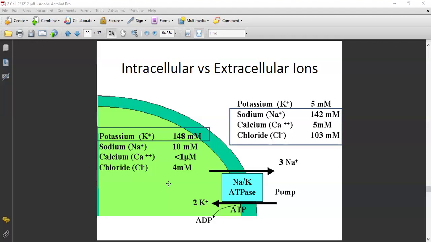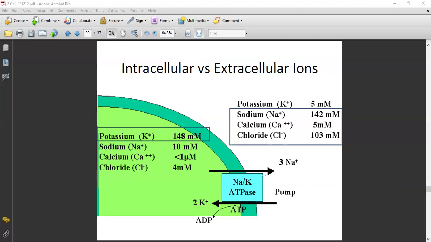Potassium. Okay. And do you find this in red blood cell? Yes. Do you find this in skin cell? Yes. Do you find this in neuronal cells? Yes. You find this in every cell. Every cell has this pump. Every cell has this protein. Every cell has high concentration of potassium intracellularly.